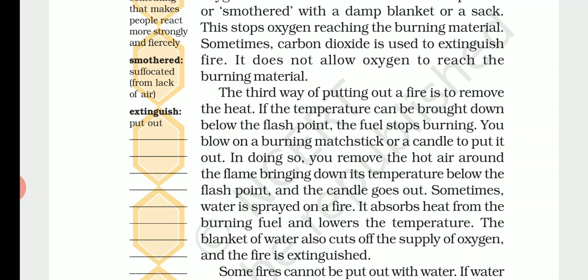So we have seen how we can stop fire by removing any of the 3 components of the fire. We can control the fire. What are the 3 components of fire? Heat, oxygen and fuel. These 3 things are required in order to generate fire. There is a flash point or kindling temperature. Both are the same. What is that? The minimum temperature at which fuel starts burning, that is known as kindling temperature or flash point.